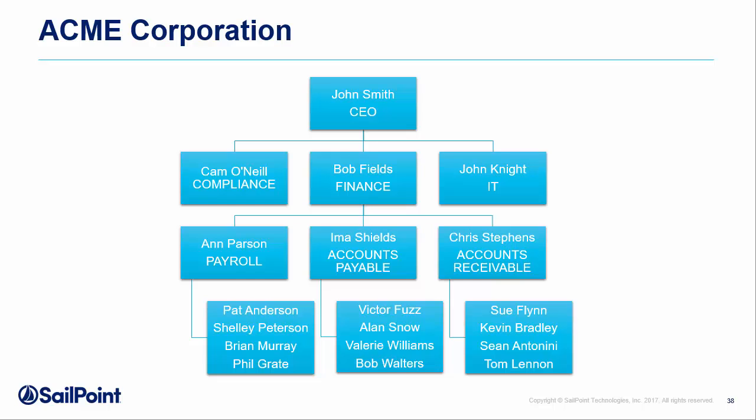This is Acme's organizational chart. The people that we're going to use in our demos are Cam O'Neill, our compliance officer and our role and policy administrator, John Knight, the IT director and owner of the enterprise directory, Bob Fields, the finance director and owner of the finance application, and Chris Stevens, manager of the accounts receivables department.